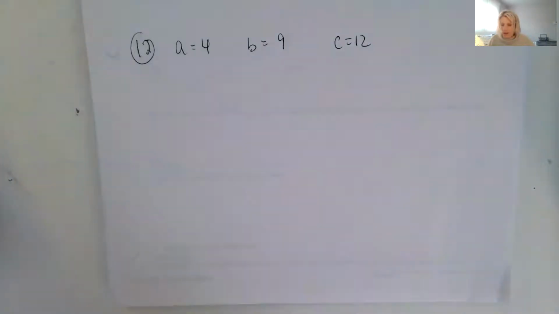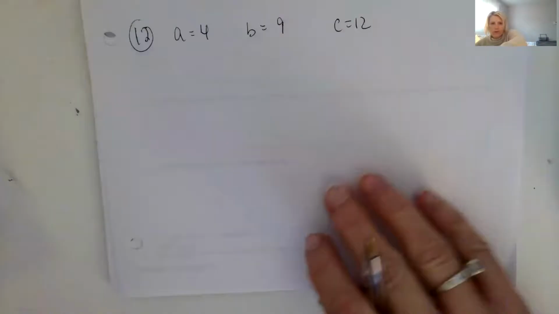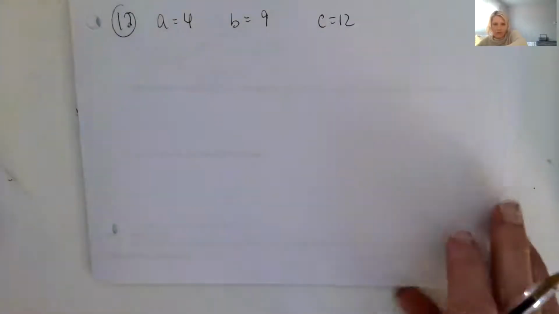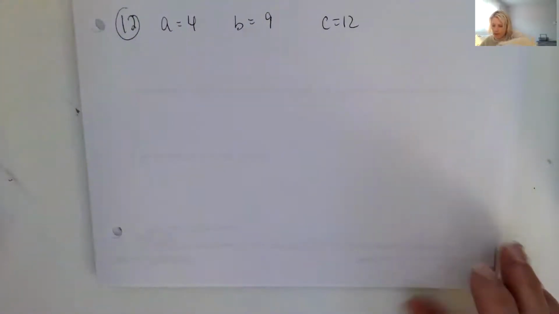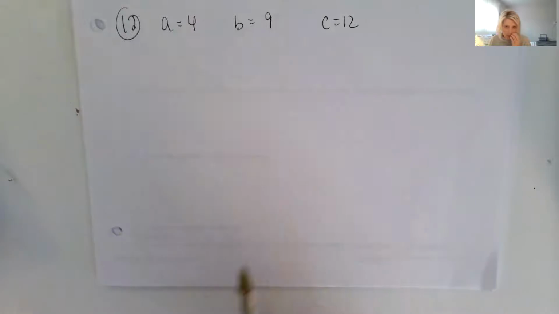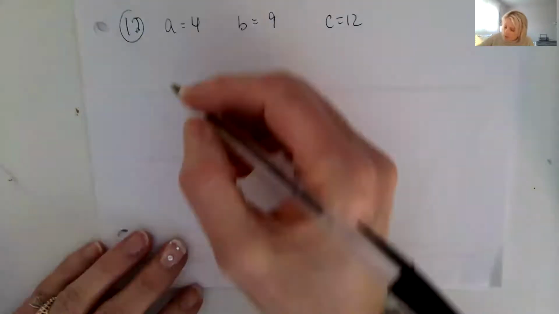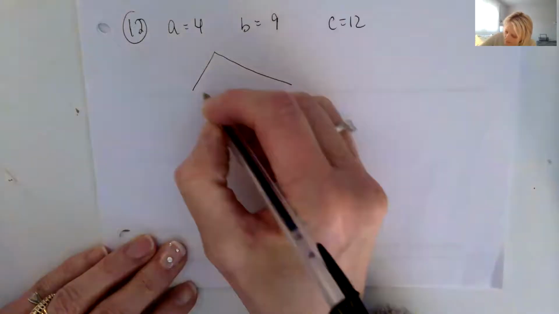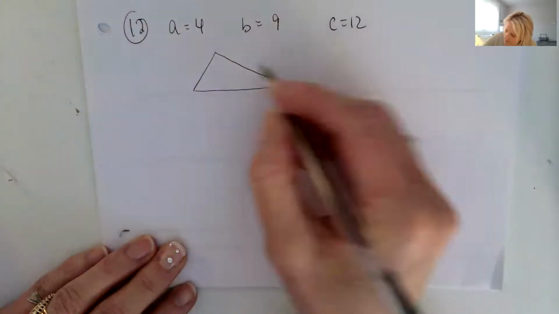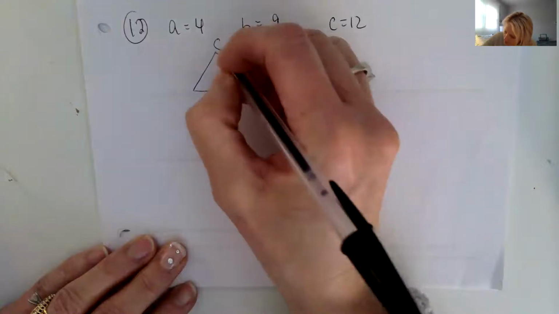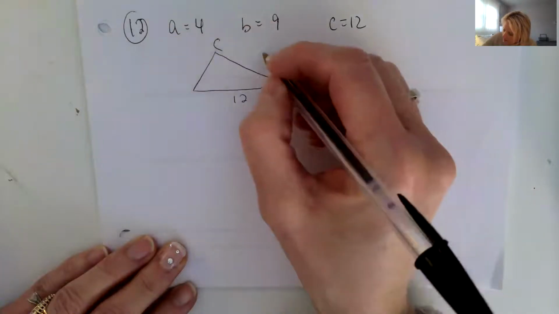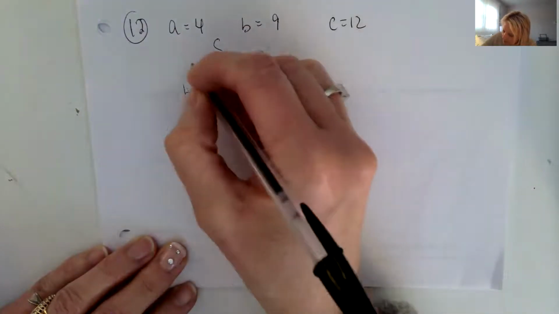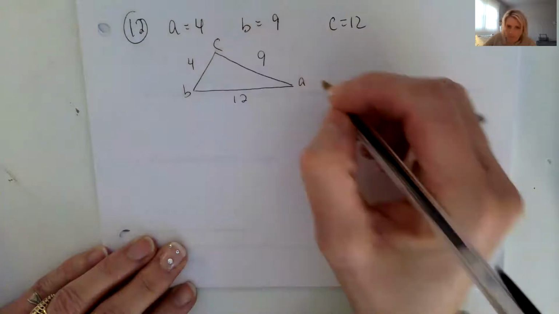Okay. So next up are 12 and 14. So I'm going to do 12 first. So 12 is we have a triangle with all just 3 sides. So our goal is to find the 3 angles. So let's just draw. So the longest side is going to be 12. That's going to be C. And then the next longest side is 9, and that's going to be B, and then 4, and that's A.